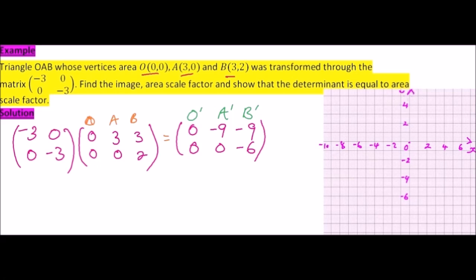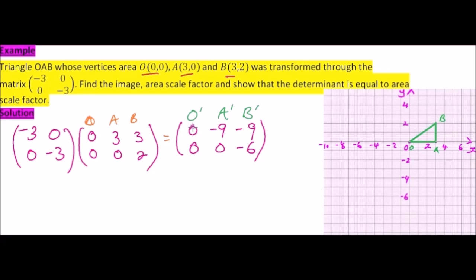We then identify. We start by our object. So O is at 0, 0. Our A is at 3, 1. So that's where we have our O. Then we go to 3, 1. And our B is at 3, 2. So we join the 3 points to come up with our object. So from there now we plot our image.